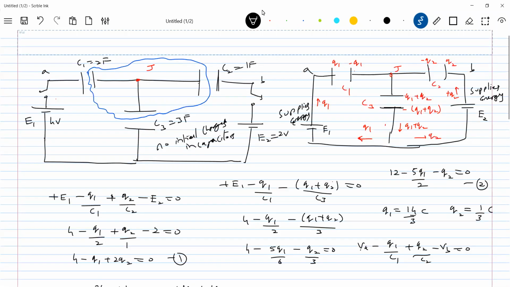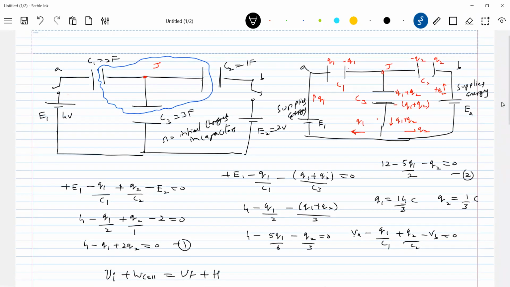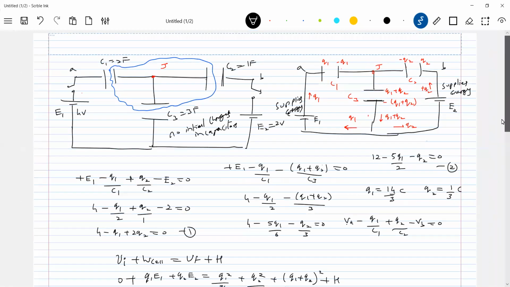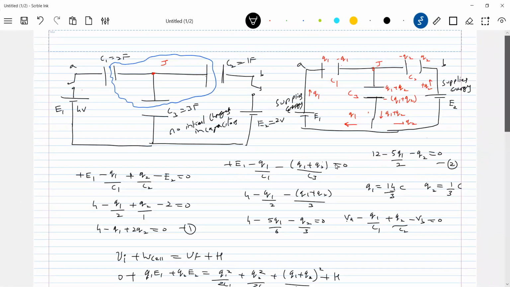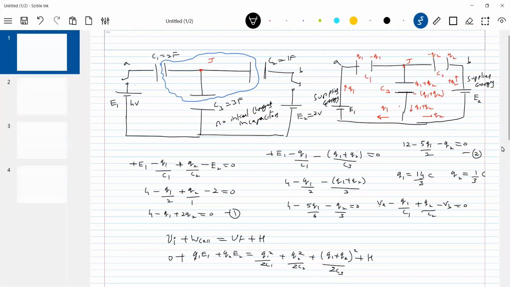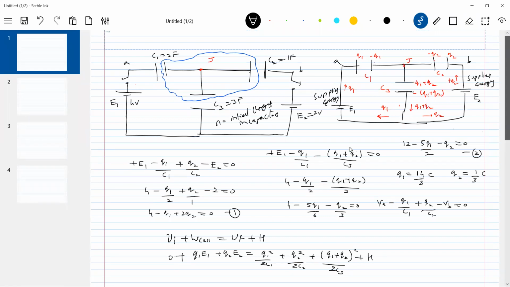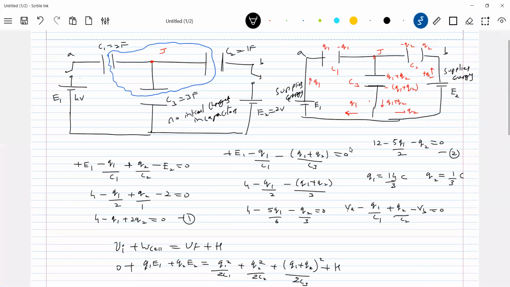So this is a method of getting the heat generated. What we have to do is trace out the flow of charge in each branch of the circuit: how much charge has flown. That has to be traced out. Okay, I think I have shown the complete circuit. You just make an observation here.